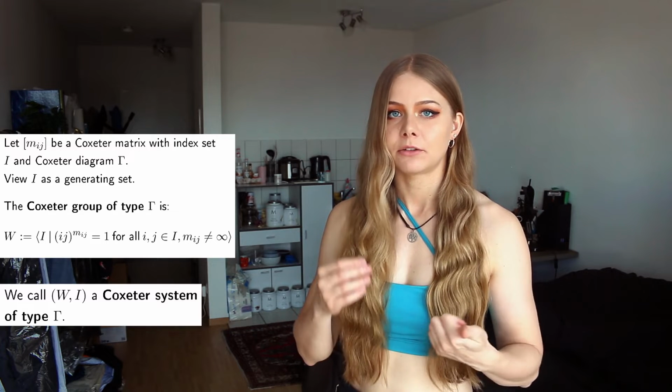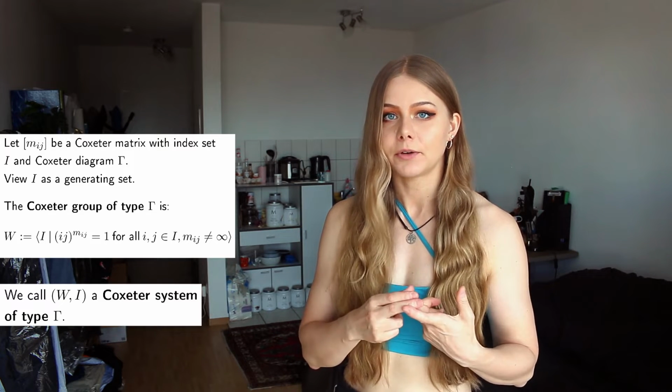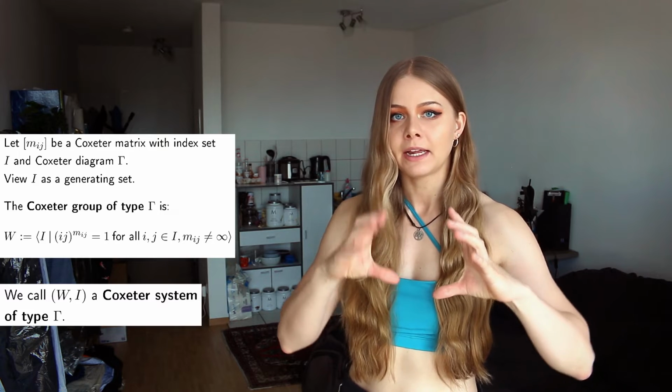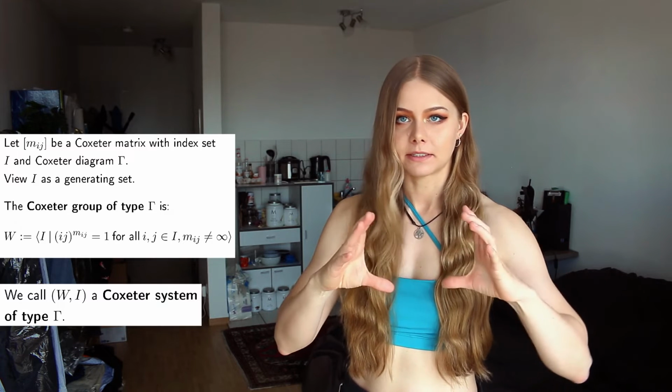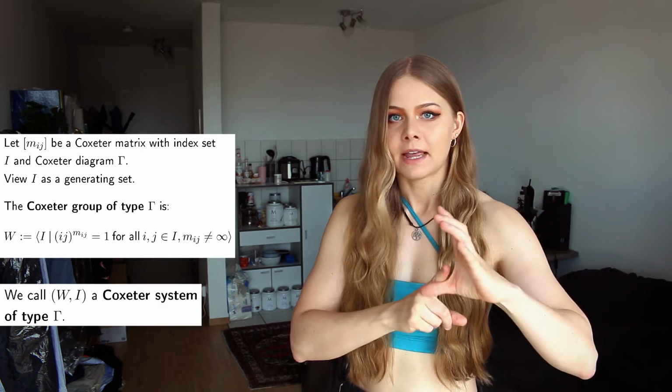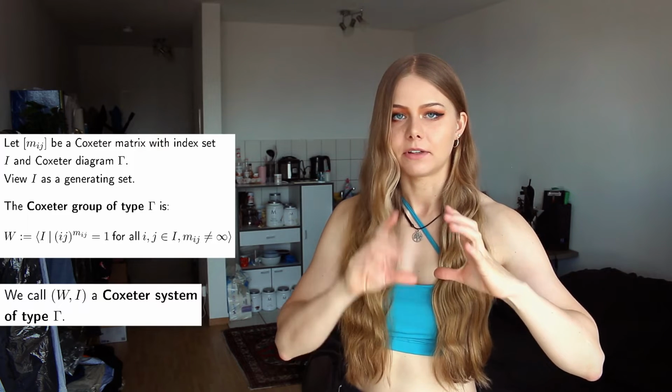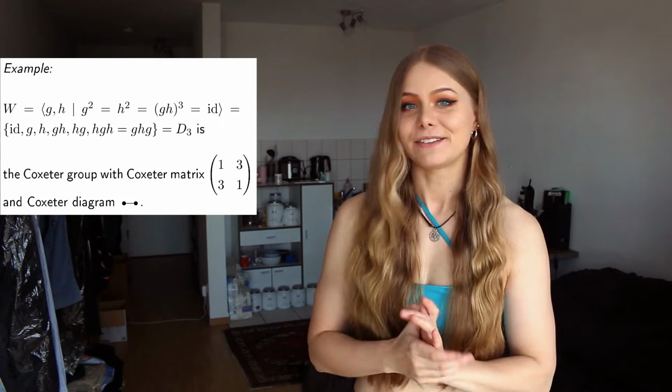Sometimes when you have a Coxeter group W with index set I, you can also see these tuples (W, I), and this is just called a Coxeter system. The W just stands for the Coxeter group and the I just stands for the generating set of the Coxeter group. Let's look at an example.